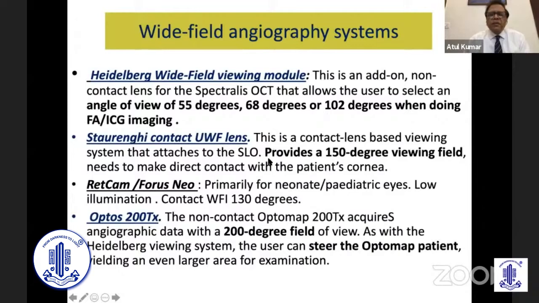Of course, for ROP, for neonates, you need the wide field. So it gives you 150 degrees with the Staurenghi, but we rarely use this. Personally, I've never used this, so I have no experience of using the 150 degree field. So I use the 102 degree field for lesions, or whenever I like to see the periphery. The RetCam of the Forest Neo actually gives you the contact wide field for neonatal pediatric eyes, 130 degrees. The Optos 200 degree TX or the California or the Silverstone versions are the non-contact ones, with the autofluorescent imaging, the fundus pictures, the ICG, the fluorescein angiography. So it's wonderful.